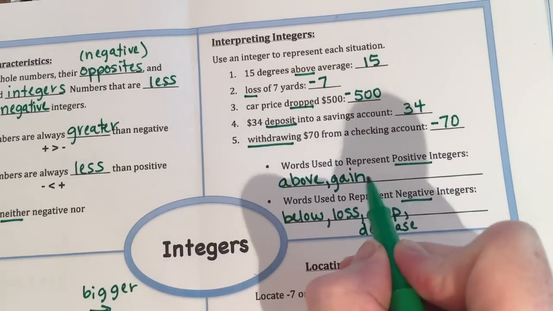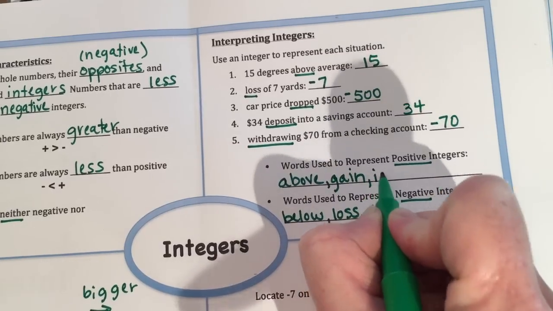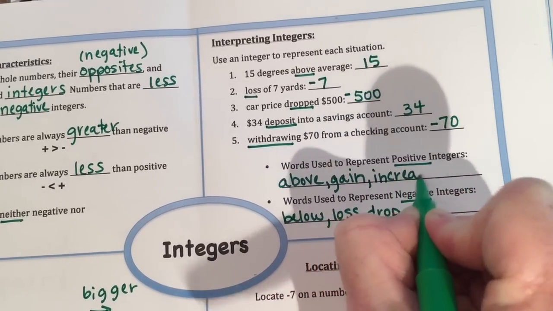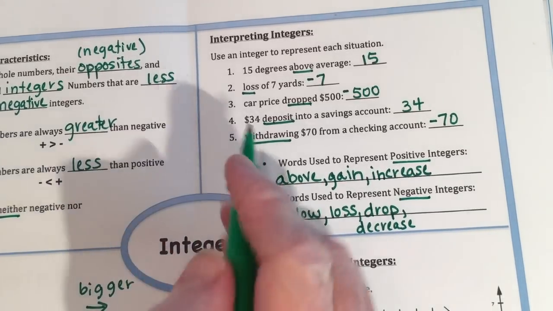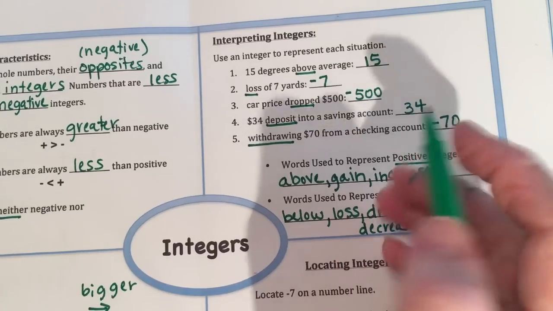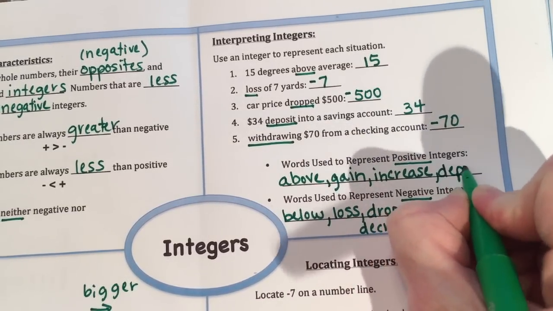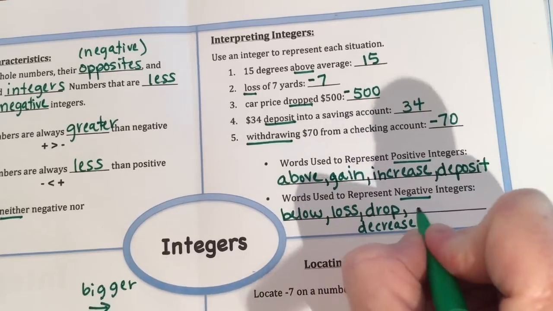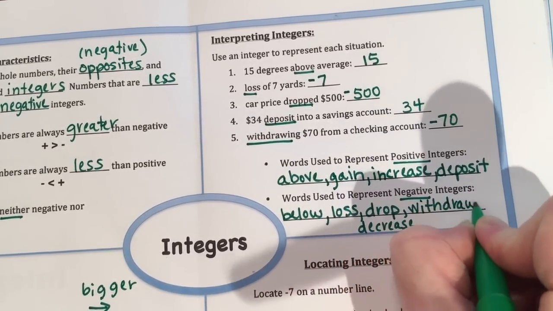The positive or the opposite of drop would be what? Probably increase. And again, there may be other ways to say that mean the same thing, but we're just going to list a few. In number 4, we said deposit meant a positive change in your account. So we're going to list it with our positive words. And the opposite of deposit was withdrawal. That's when you take money out.